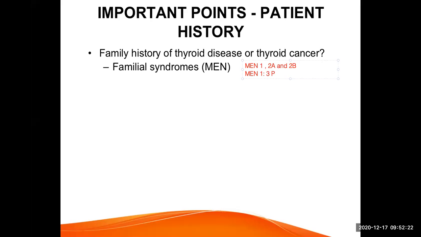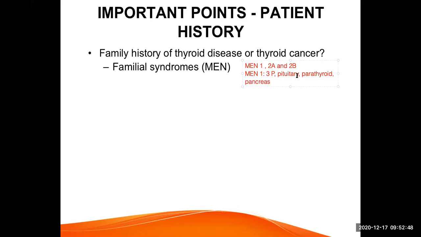Pituitary, parathyroid, pancreas. Exactly. Absolutely correct. This consists of pituitary problem, parathyroid problem, very good, and pancreas problem. Now, usually they are tumor.